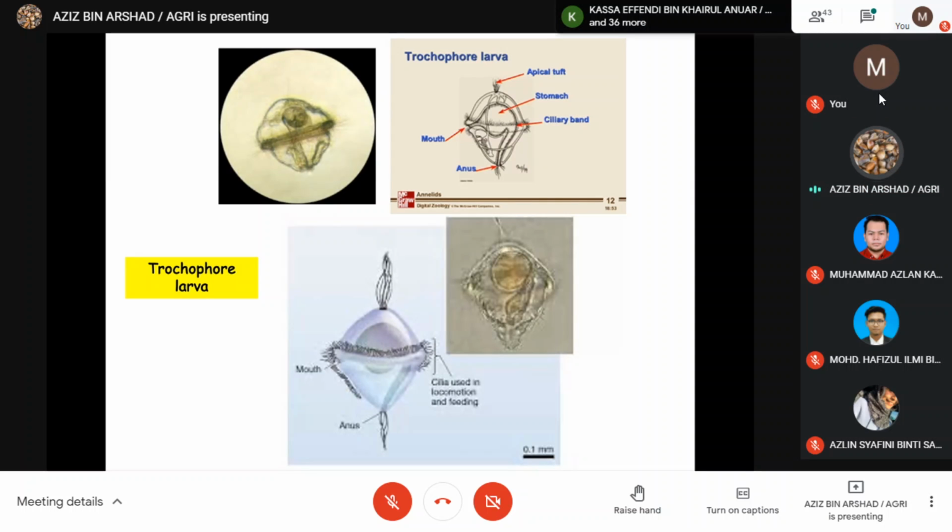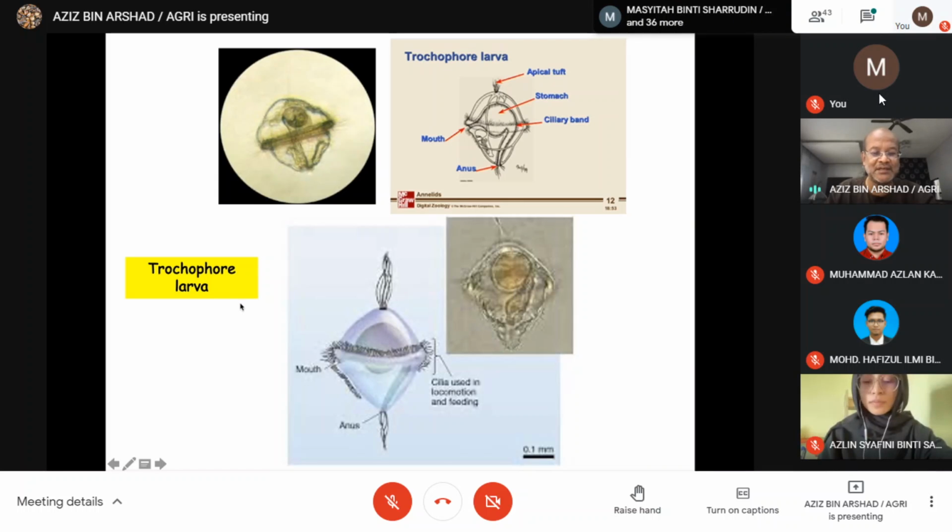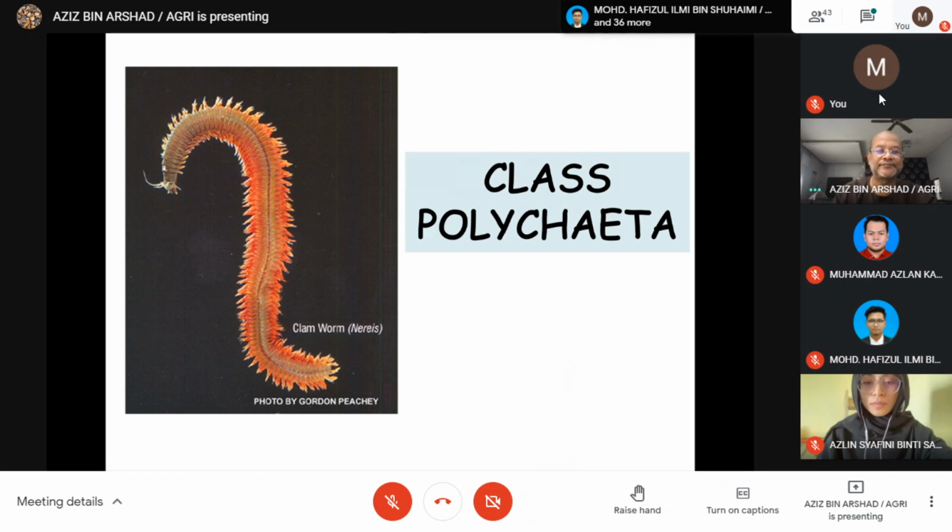This is the trochophore larva for the Polychaeta. It looks like other trochophores as well, because when we go into Mollusca after this, trochophore is one of the main larval stages in Mollusca too.